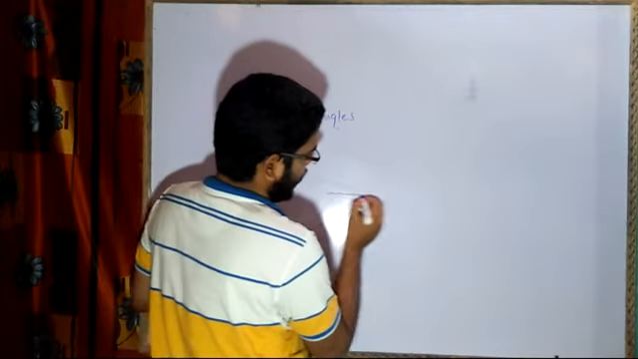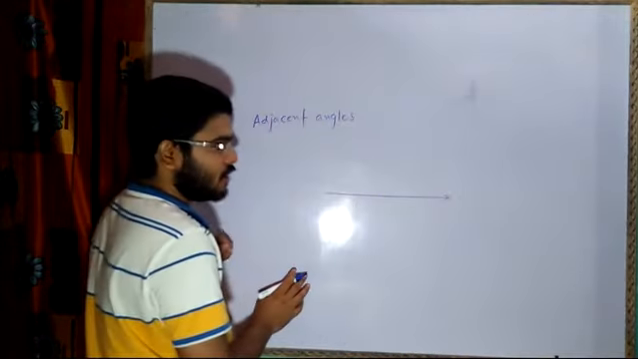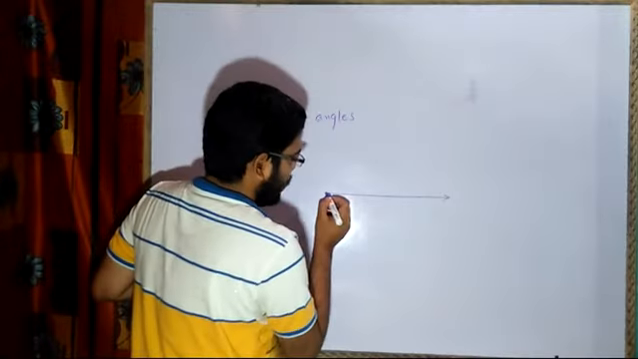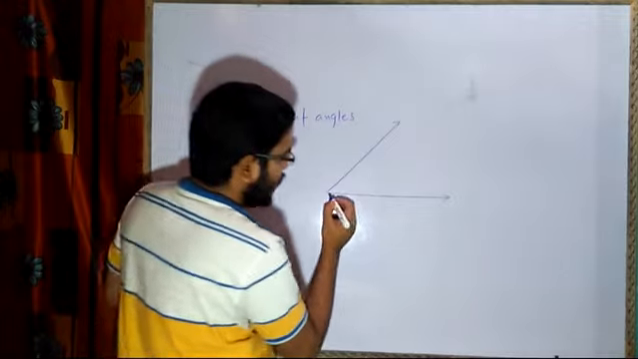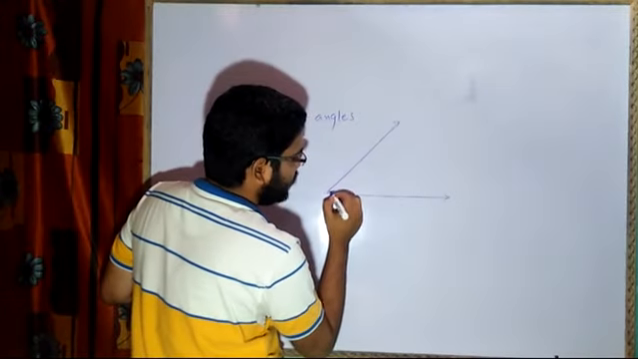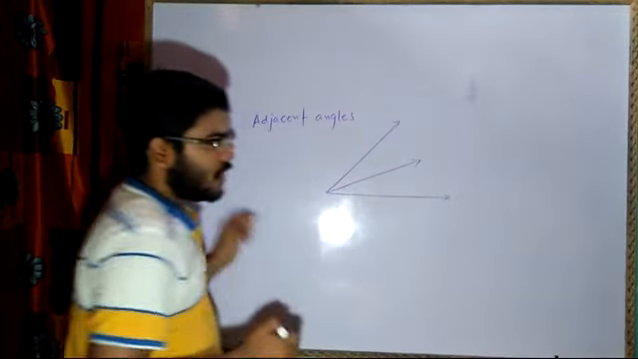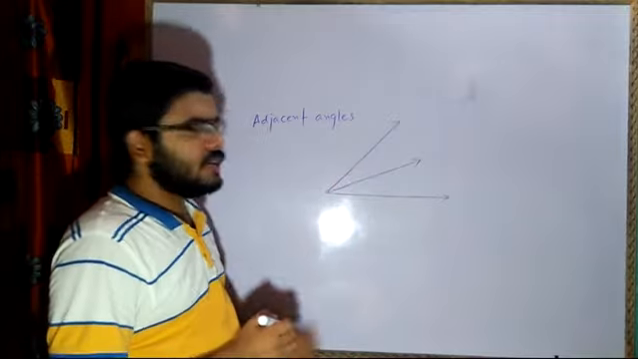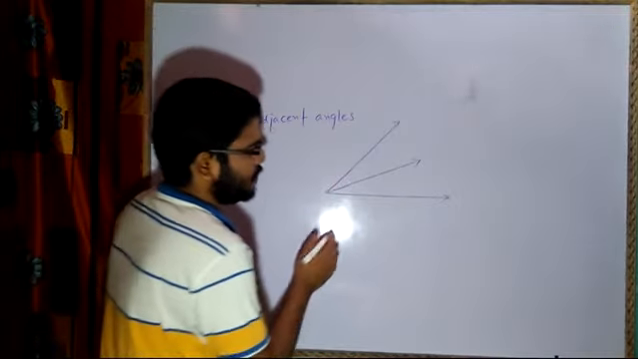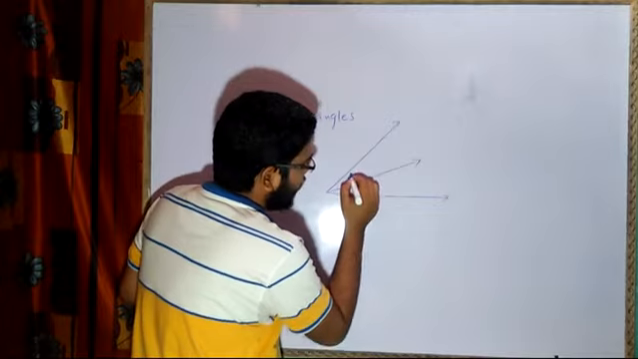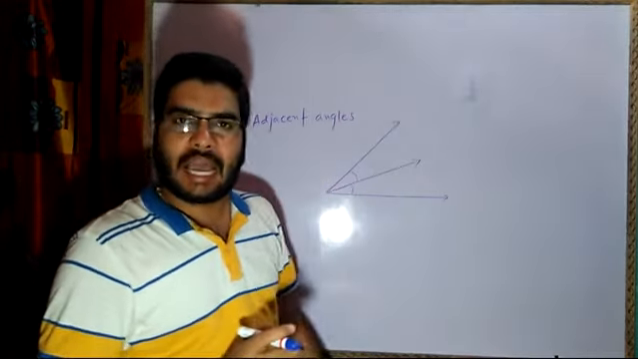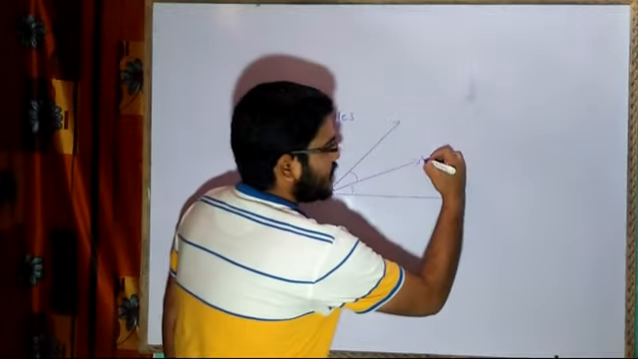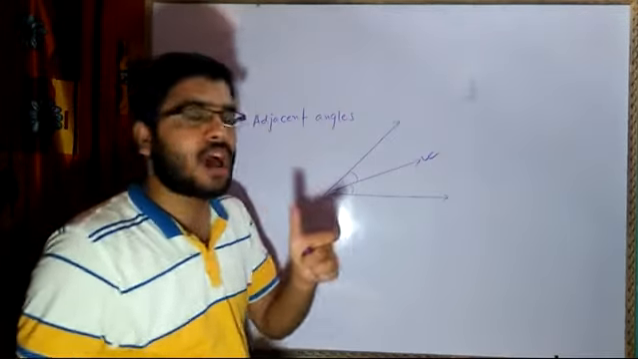Suppose I have a ray, sorry, not a line. It is a ray. One angle is formed here. Okay, this is one angle. If I draw another ray in between, having whatever measure it may be, then this angle and this angle, these two angles, are said to be adjacent angles. Why? Because they are sharing a common arm.